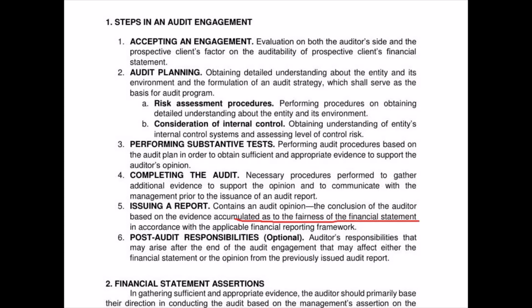So, now that we have already discussed the performing substantive test step in an audit engagement, we'll now go to the fourth step, which is completing the audit. Necessary procedures performed to gather additional evidence to support the opinion and to communicate with the management prior to the issuance of an audit report. The completion stage of the audit is of crucial importance. It is during the completion stage that the auditor reviews the evidence obtained during the audit together with the final version of the financial statements with the objective of forming the auditor's opinion.